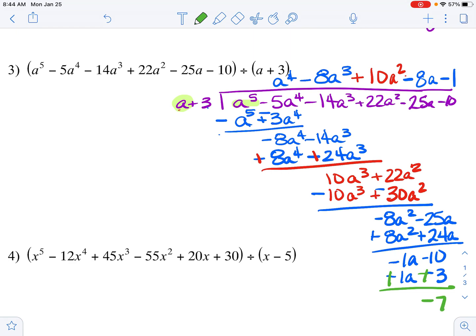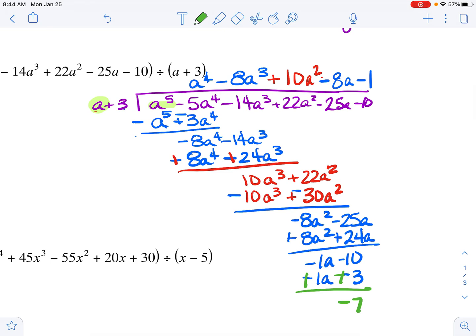So again, what are we going to do with this remainder? We put the remainder over the divisor. So it is a minus because it's a negative 7, 7 over a plus 3. And so this is the part that you need to, that's different. Otherwise, you do this exact same thing each time.